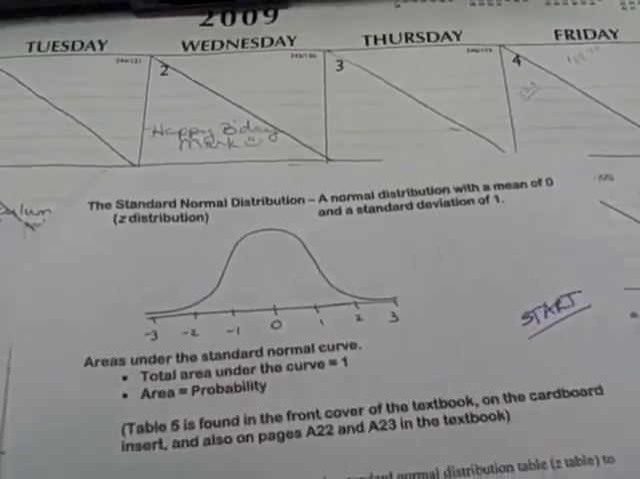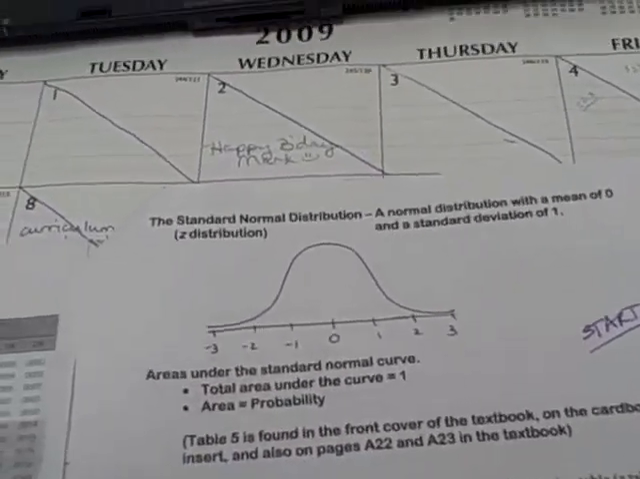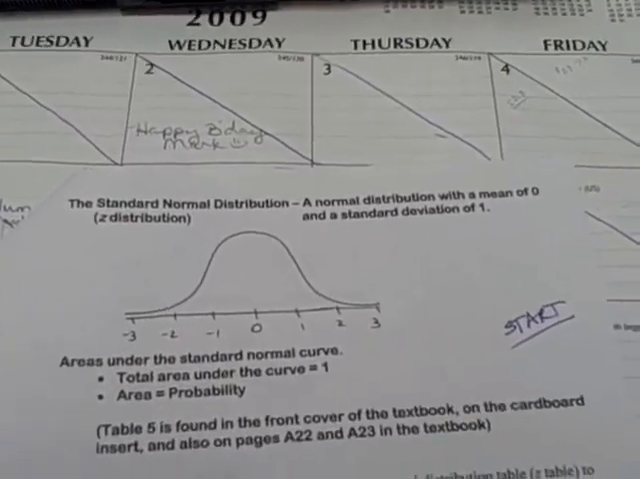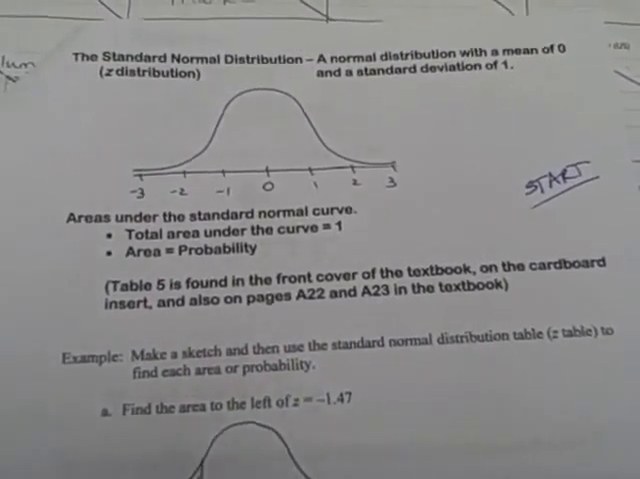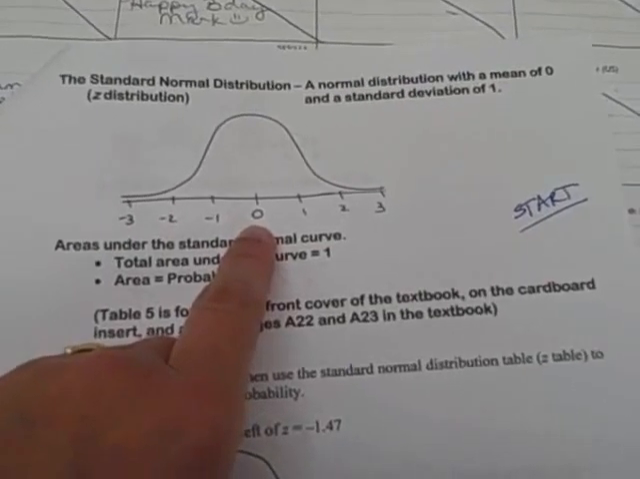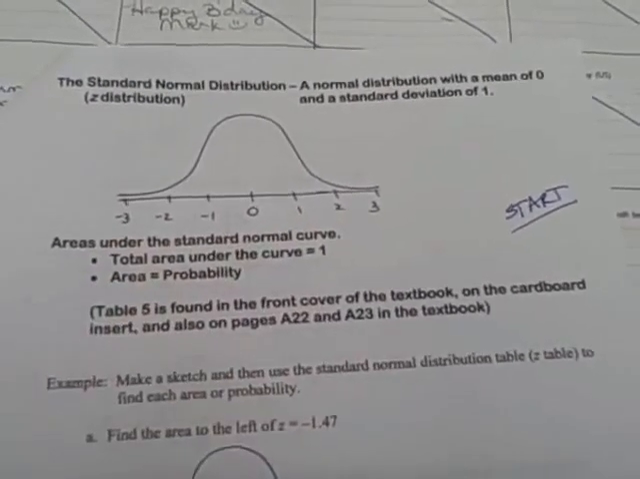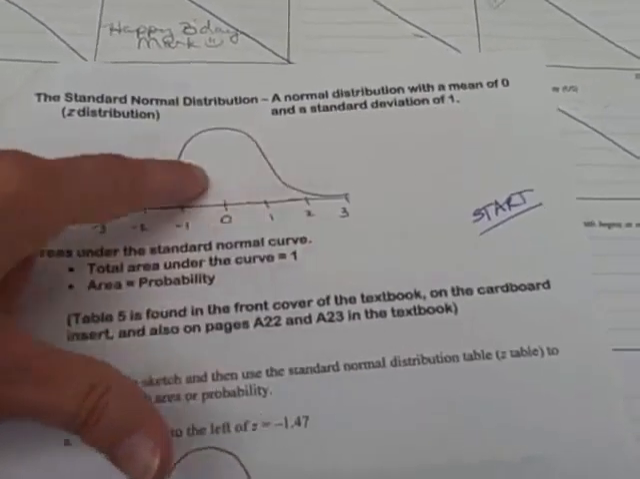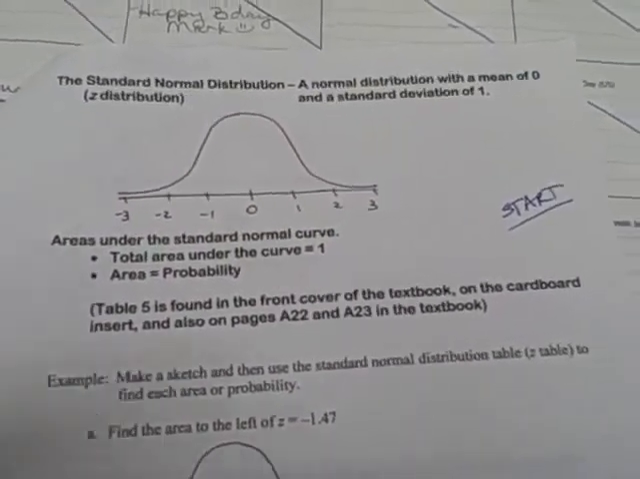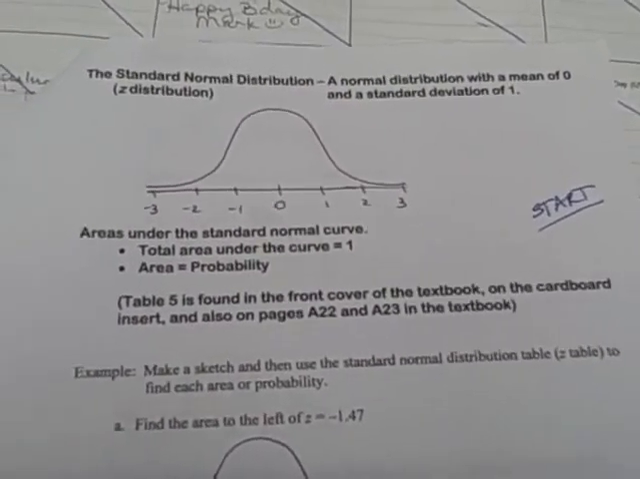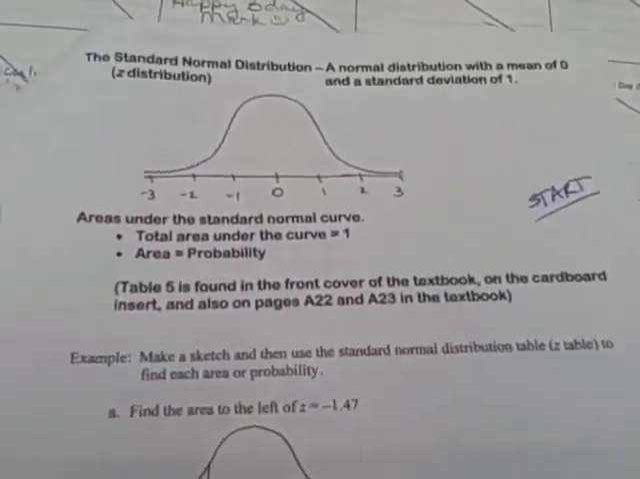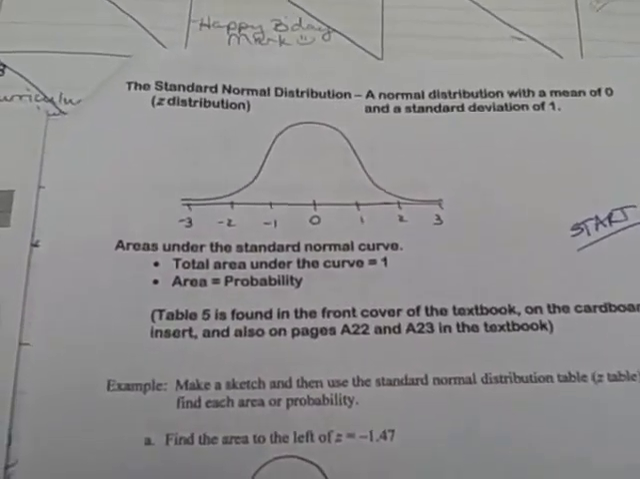The standard normal distribution: we can take any normal curve and change it into the standard normal curve, okay? The standard normal curve has a mean of 0 and a standard deviation of 1. The area inside the curve is equal to 1, and the specific areas will equal probabilities, okay?